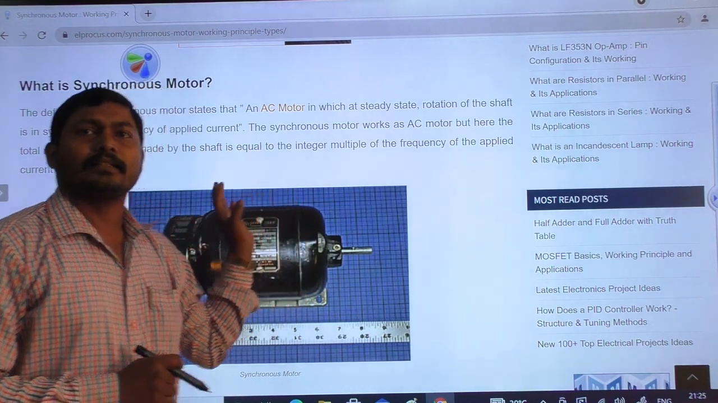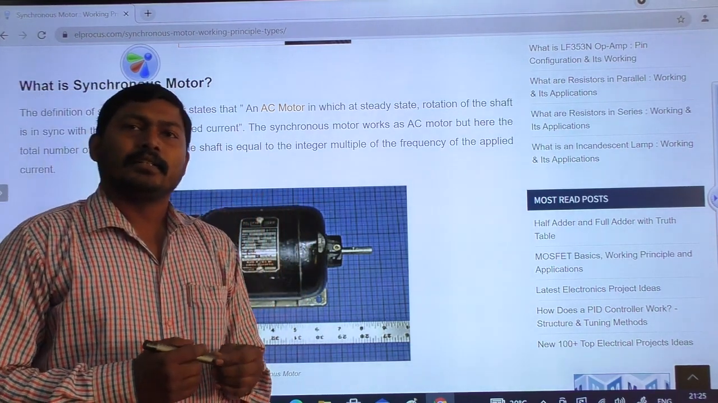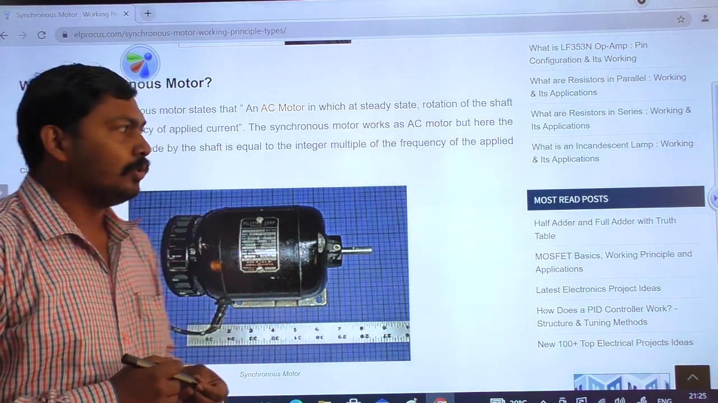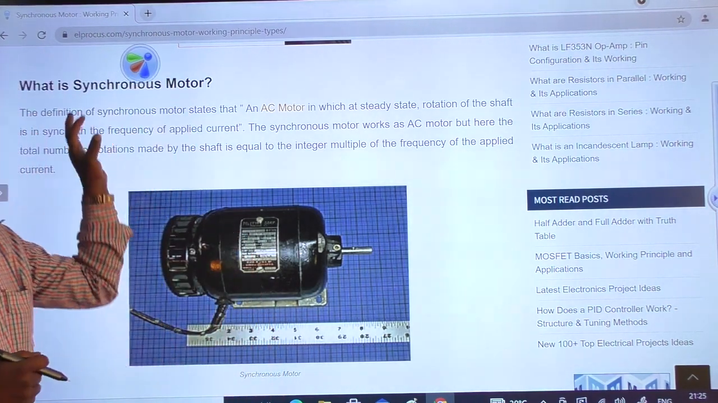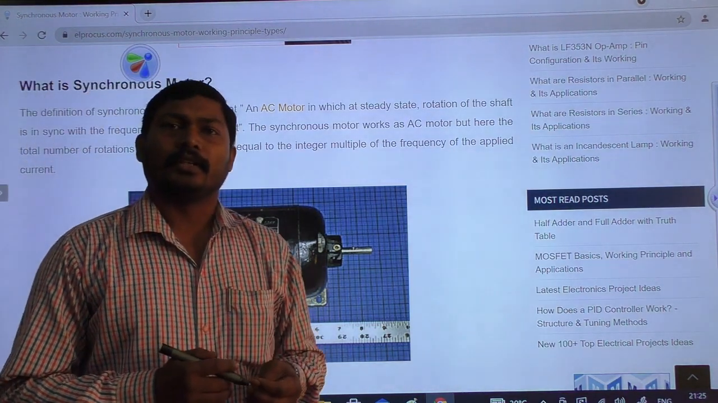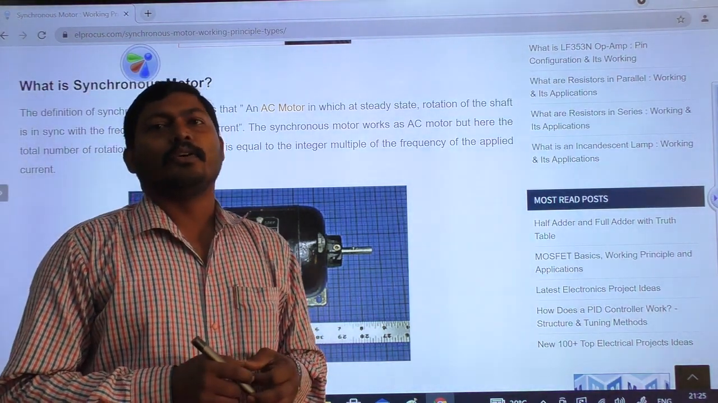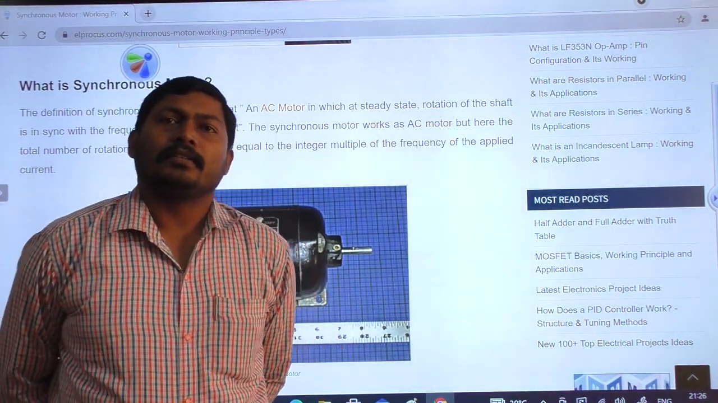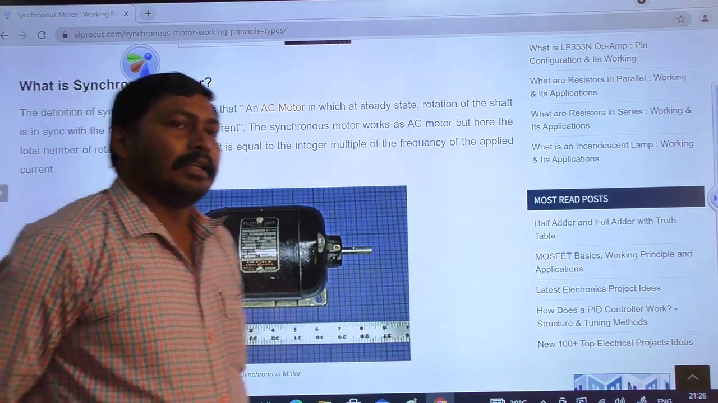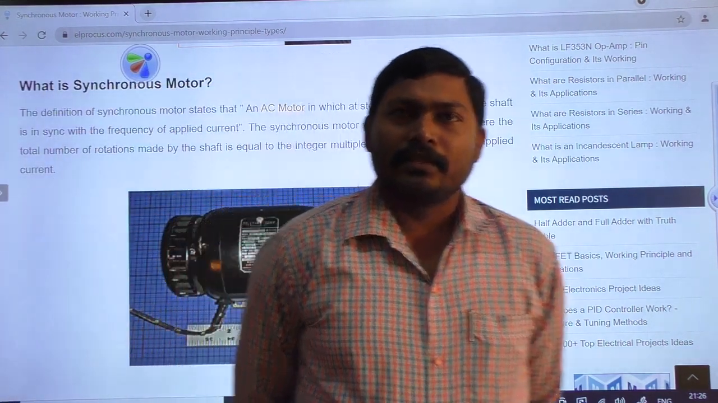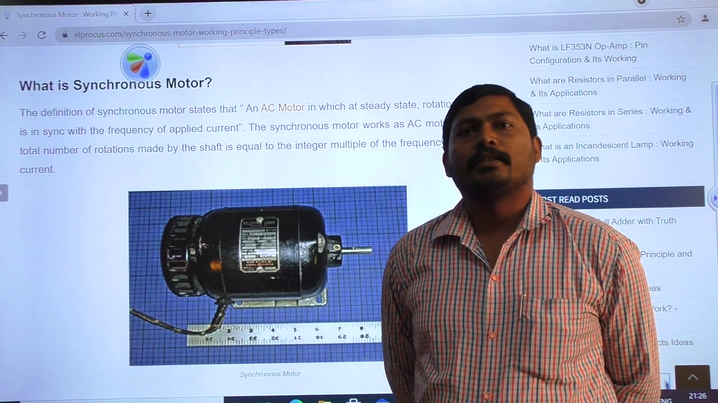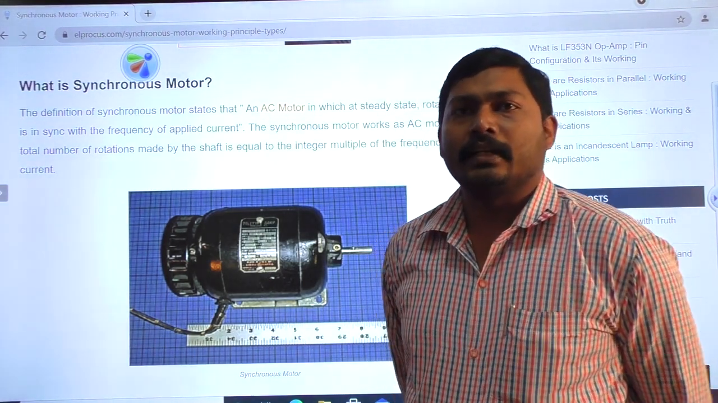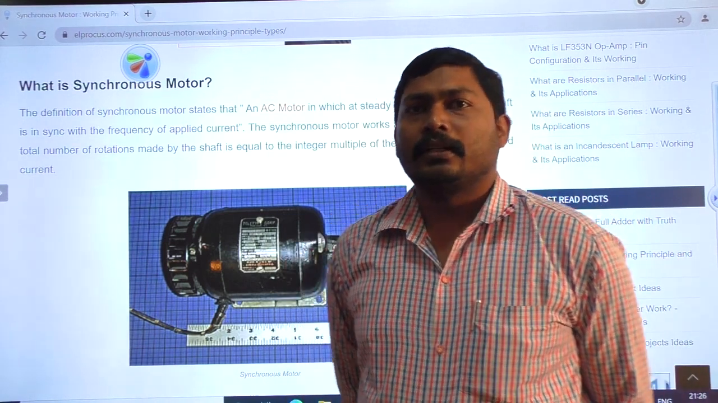Before starting this synchronous motor, let us understand what is the working principle behind it. To know the working of synchronous motor, we have to understand the working of a motor. Every motor works on the principle of Faraday's laws. So what is Faraday's law? According to Faraday, whenever a current carrying conductor is placed inside a magnetic field, it experiences a torque. Now this torque is useful and we use this torque for rotation.